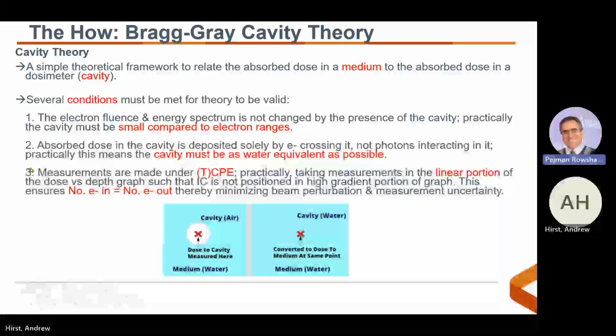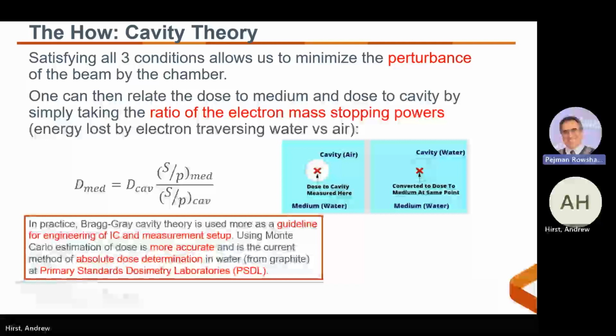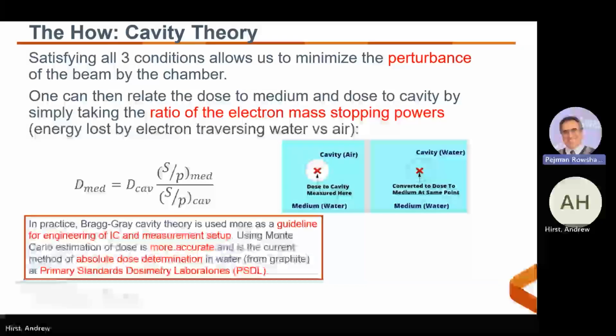And also this more or less means that the number of electrons going into the chamber equals the number of electrons going out of the chamber. And it just generally helps with reducing your measurement uncertainty and beam perturbations. So once we satisfy all of those three conditions, this allows us to minimize the perturbance of the beam by the chamber. And once we've achieved that, then we can relate the dose to the medium and the dose to the cavity by simply taking the ratio of the electron mass stopping powers.